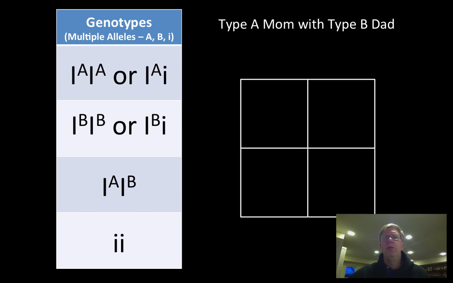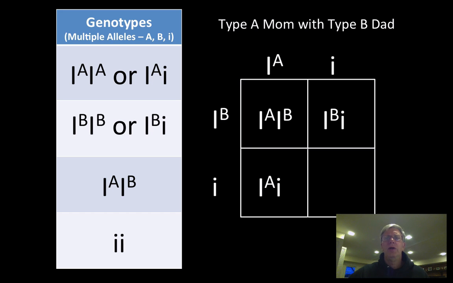Well, we can do a simple Punnett square, and what we don't know is if mom or dad are homozygous for type A or type B, or are they heterozygous? Well, if we assume that they're heterozygous, then we can see that they could have a child that's AB, a child that's B, a child that's type A, or a child that's type O. So a type A mom and a type B dad, if they're both heterozygous, could have a child that is type O.